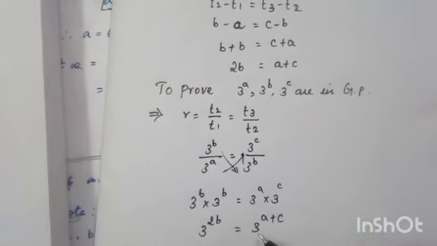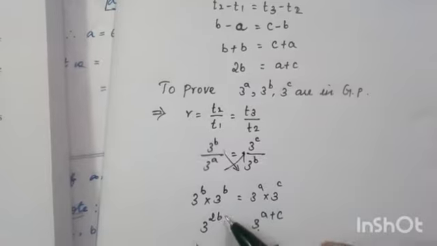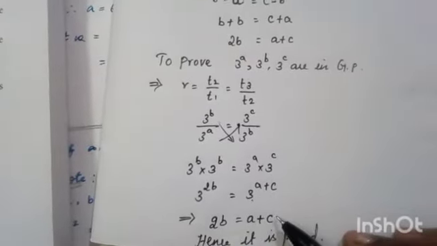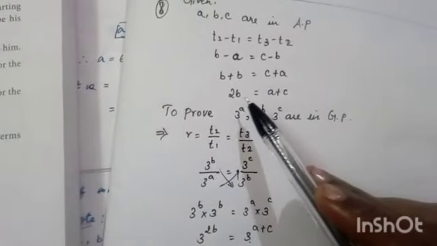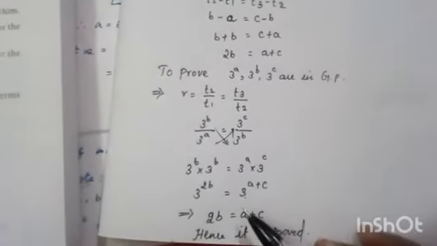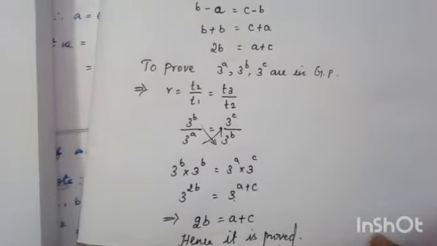Now the bases are equal, so we equate the powers. So 2b is equal to a plus c. Now check it using the given condition. What did you find? 2b equal to a plus c. In the GP also we get 2b equal to a plus c. So hence it is proved.